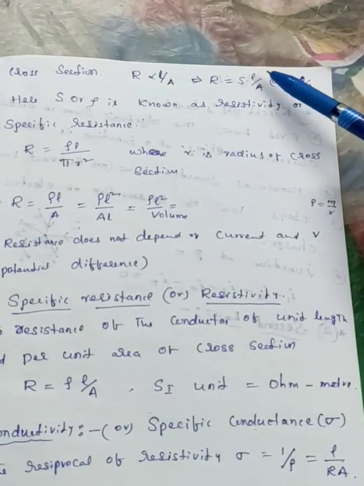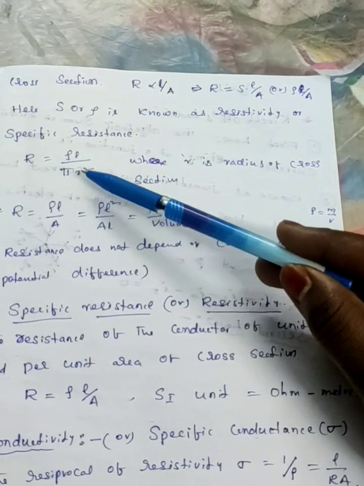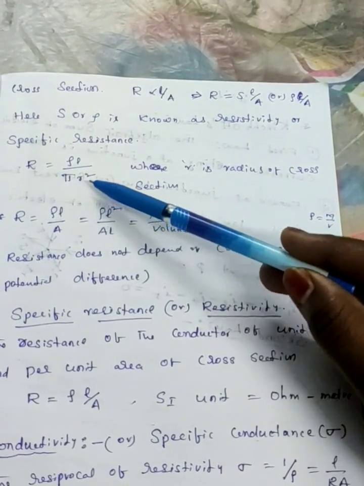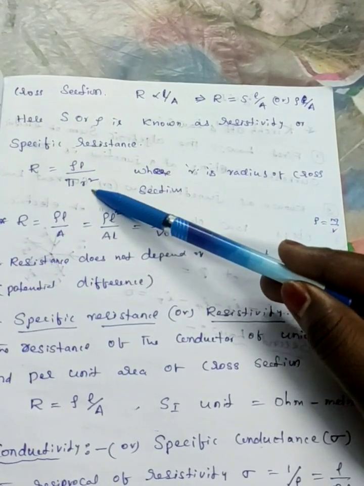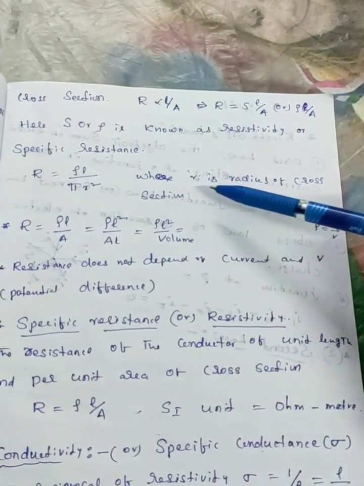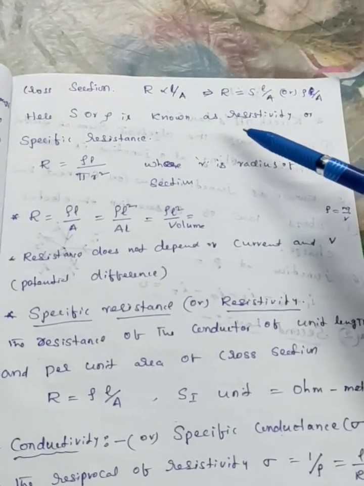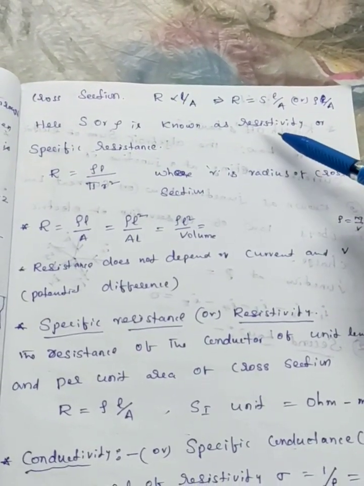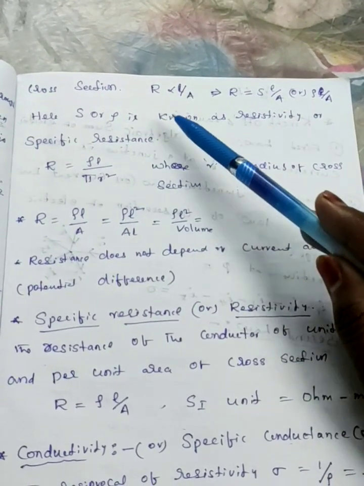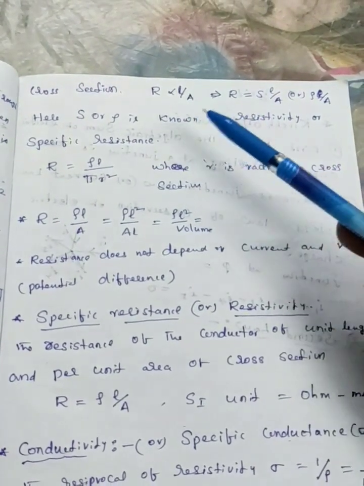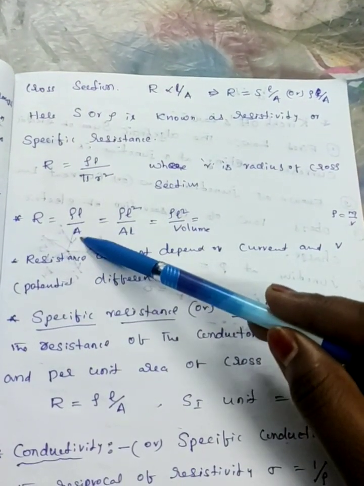Here cross sectional area means whenever we cut a pipe, it is a circle only. The area of a circle we write as pi r square, where r is the radius of the cross sectional area. Specific resistance, otherwise resistivity, rho or S, any one symbol we use, has the value RA by L. This is R is equal to rho L by A.